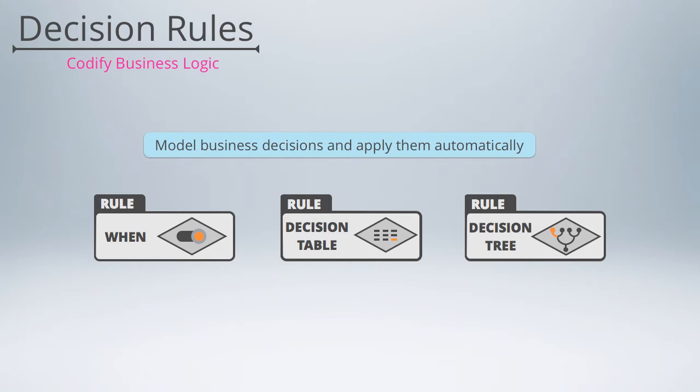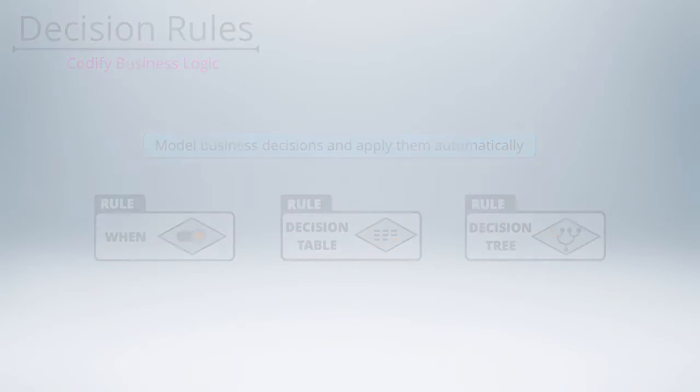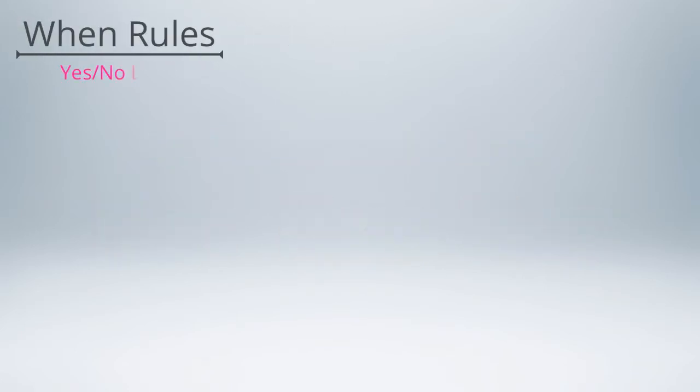Rather than creating assignments for end users to evaluate data and choose the appropriate response, we can model the decision logic with PRPC rules: when rules, decision tables, and decision trees. When rules allow PRPC to answer Boolean-style questions, questions that require a yes-no, true-false, or on-off response.